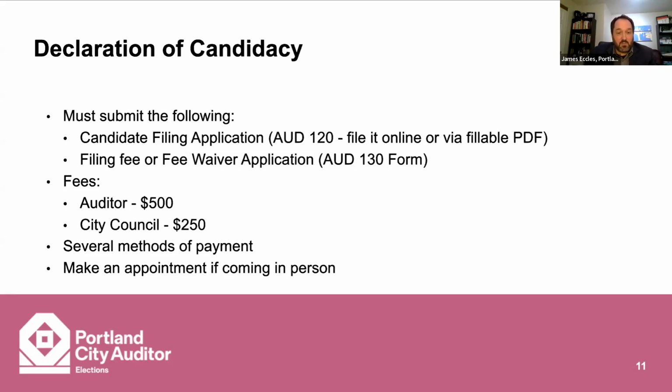The next thing is the fees. As we mentioned, these have changed this year since 2024. They have gone up. Auditor is $500, and city council for both District 3 and 4 is $250. Those must be paid before your filing is complete and you can be qualified to the ballot. There are several methods of payment, and when we get to that part of the form, I'll go over each of those options. Know that we try to make it as easy as we can for you. As I mentioned, there's an option to file online, and there's also an option to pay online, so you can do this whole thing online and it's quite easy.